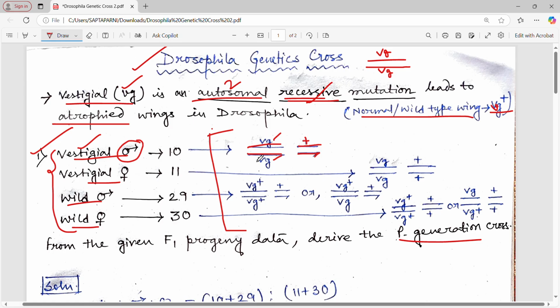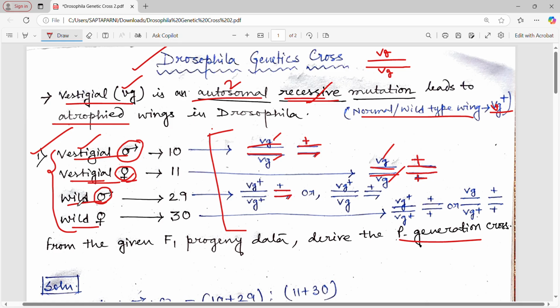Second is the vestigial female. As it is a female, obviously there will be two X chromosomes, with wild type alleles. And as it is vestigial, both the second chromosomes, both second autosomes, should contain the vg mutation. Now the wild type male. First of all it is a male, so obviously there will be an X chromosome and a Y chromosome, and X and Y both are wild type in nature.